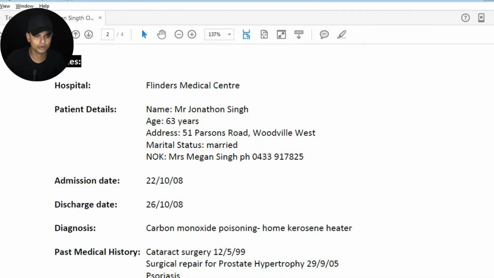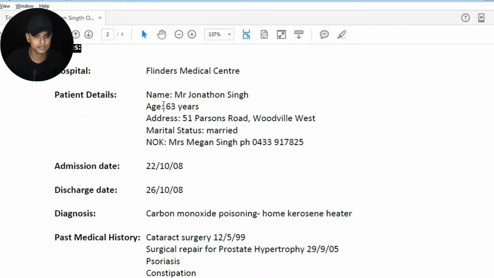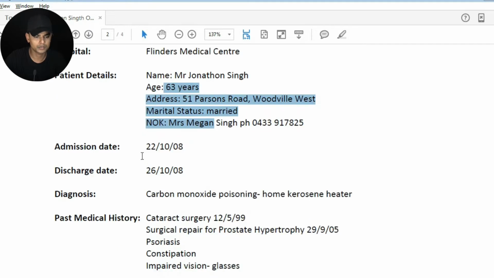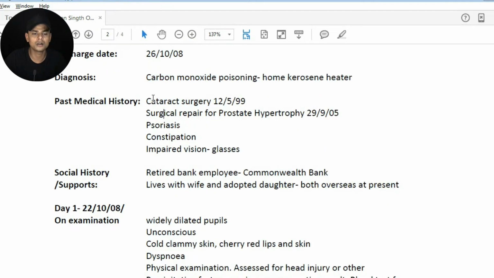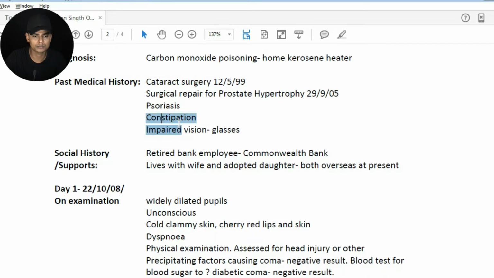We have written all these details. Admission date, discharge date, diagnosis is written. We did not write cataract surgery, surgical repair for prostate hypertrophy. We did not include these things because it is not relevant. That information will not help the recipient because it is not related at all. Their past medical history. Psoriasis we have included. Constipation we did not include.